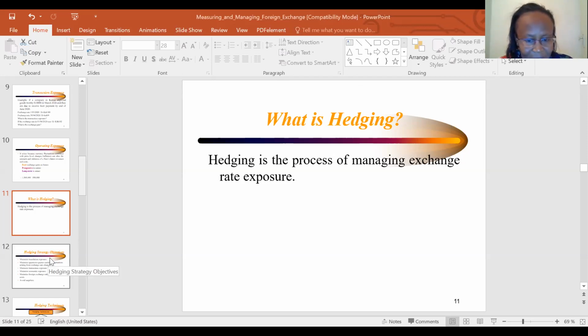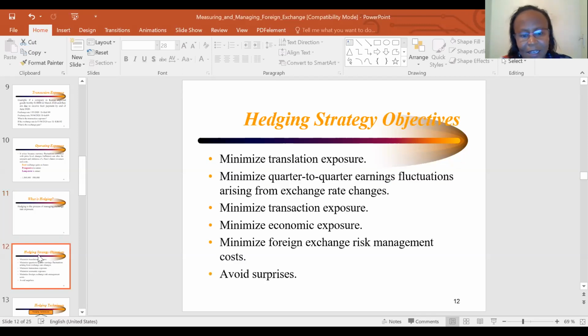So I understood the reasons why we have to hedge. First is to minimize the translation exposure, minimize the fluctuations in the cash flow projections, minimize transaction exposures. It's just to manage those exposures specifically, but as we are going to concentrate on managing the transaction exposure, those are the objectives.